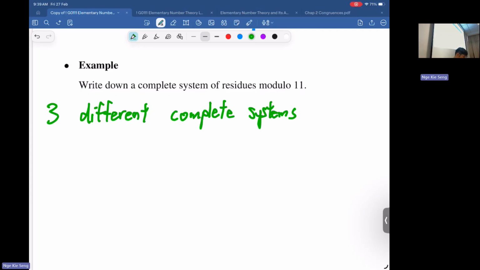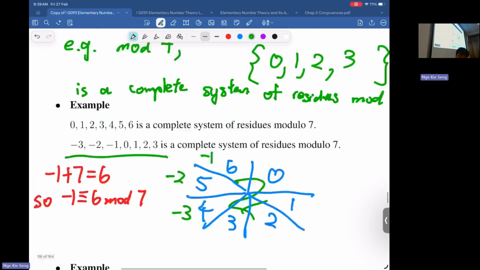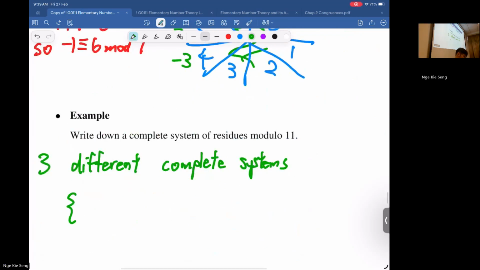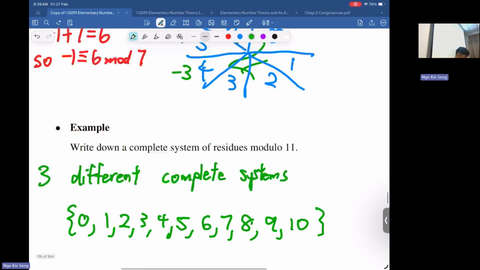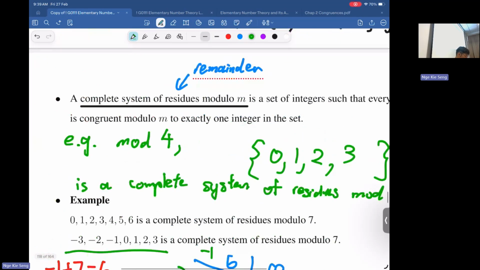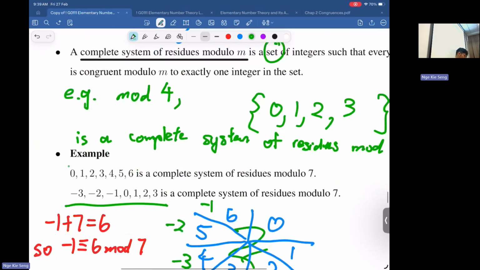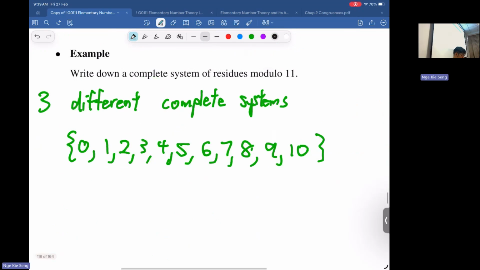Okay, so let me start with the easiest one. The easiest one is 0, 1, 2, 3, 4, 5, 6. I will write it as a set, because it is a set. To be precise, I should put the set notation. So who else? Do you have another set different from this one?